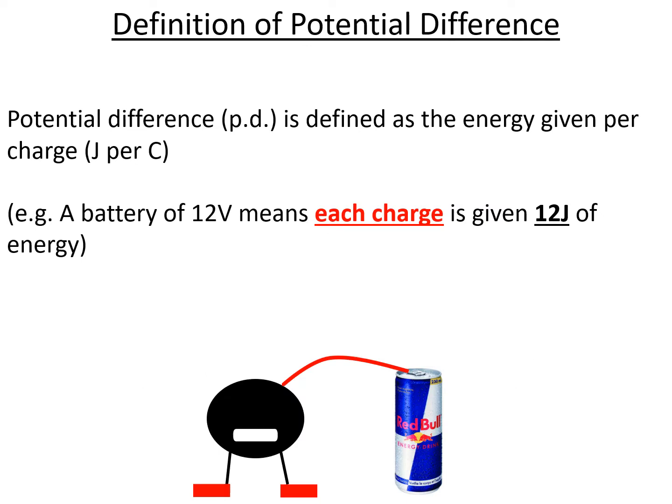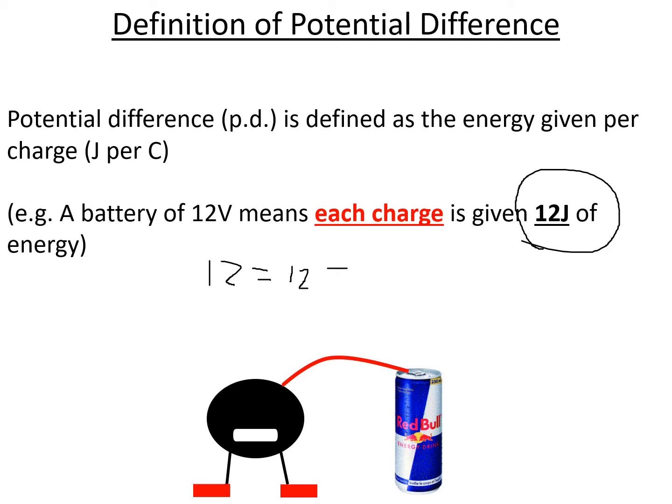So, let's start with the basics, which is the definition of potential difference. Okay, so notice again from third year to fourth year, we are now looking at things in greater detail. And I want you to remember this definition. So potential difference, PD, is defined as the energy given per charge, or joules per coulomb. So a battery of 12 volts means each charge, sorry, is given 12 joules of energy.